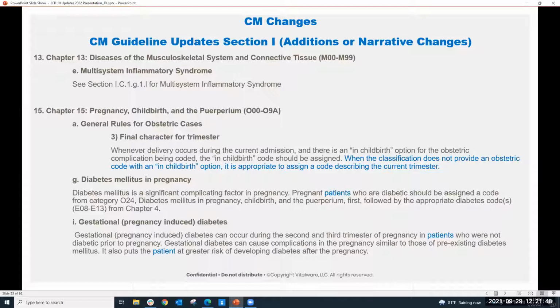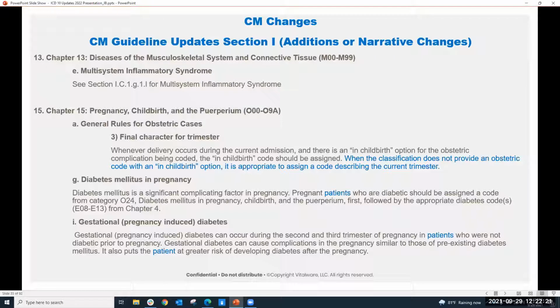All right, next slide. So under chapter 15, pregnancy, childbirth, and the puerperium, the final character for trimester. So here they're just saying that if there is a code with a description of "in childbirth," this should be used. But if there's no option for the associated condition that has that verbiage in childbirth, then you would just code the appropriate trimester that the patient's in.